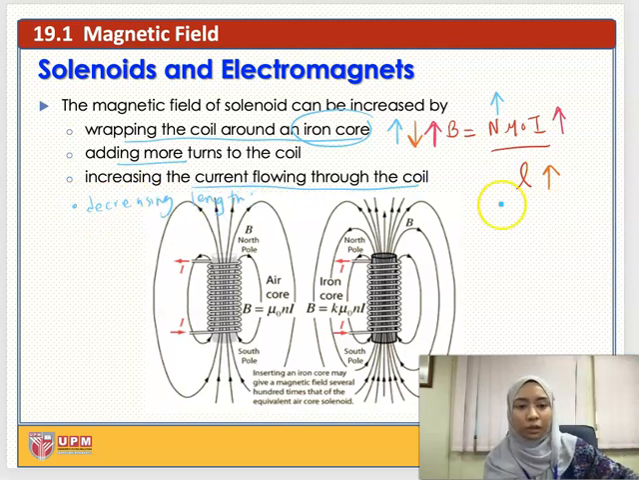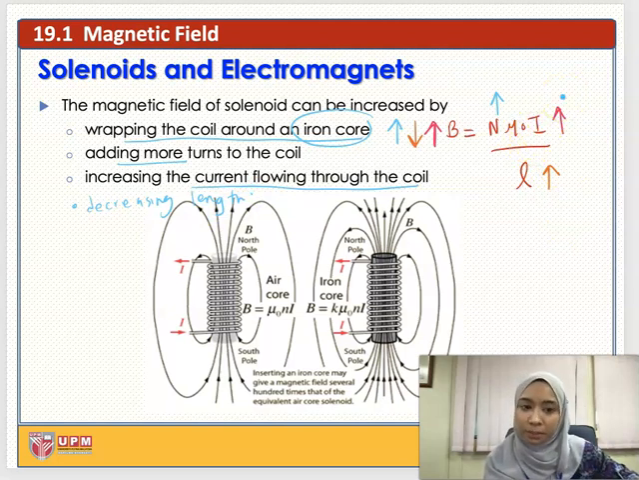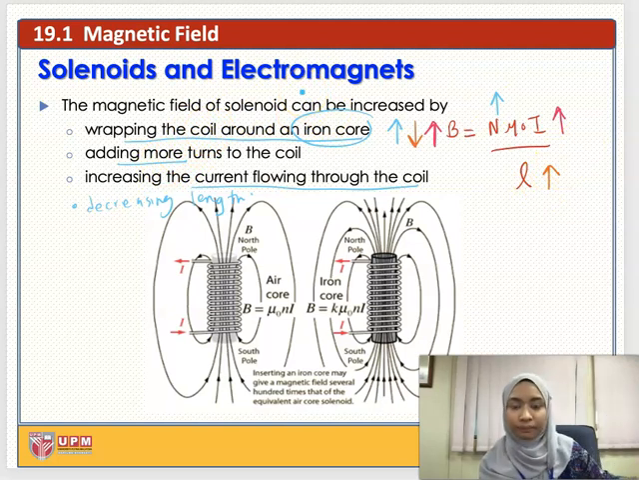Okay, so look at the equation. How can you increase the B? That is how you should. I mean, if they ask you, hey, suggest 2 things that can be done to a solenoid to increase its magnetic field. So you can increase the number of turns, you can increase the current, you can decrease the length. That is correct. Or you can add an iron core in the solenoid. Okay?